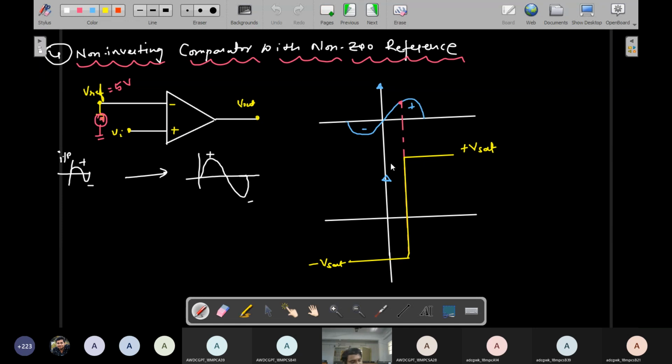I think this is the last topic of this lesson. So unit 3 is completed right now. Tomorrow onwards we are starting digital electronics. Today's class, the third unit, is completed. This is the last topic.